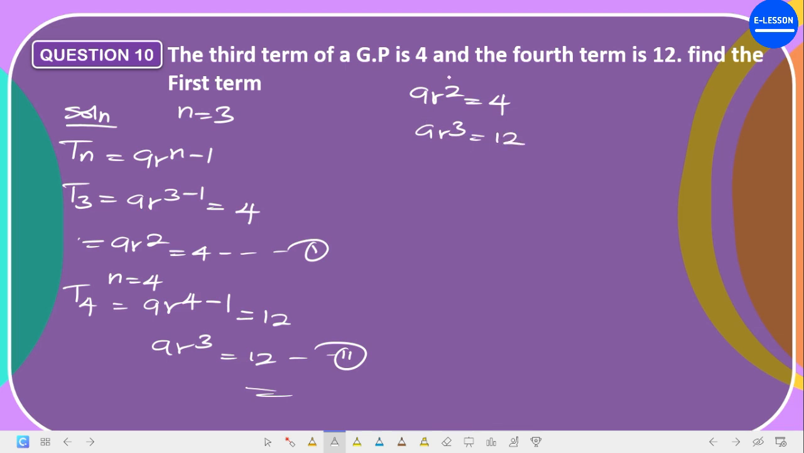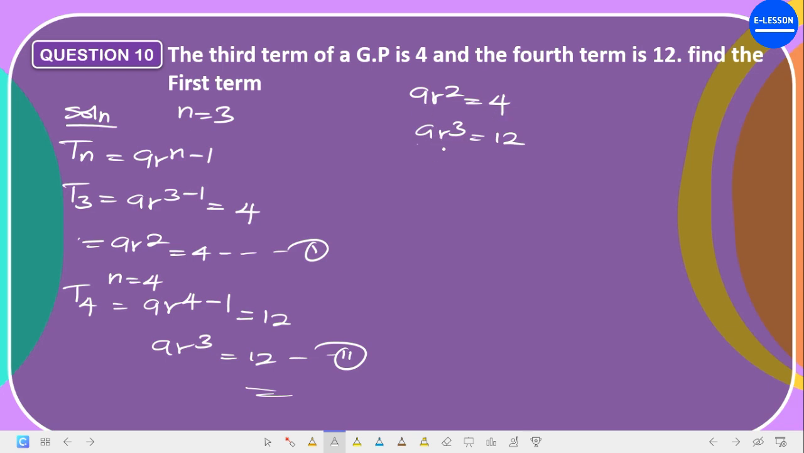Now let us first of all find the first term. We are asked to find the first term. We cannot find the first term without getting the common ratio. Now the first term is our a, and we need to get the common ratio first.